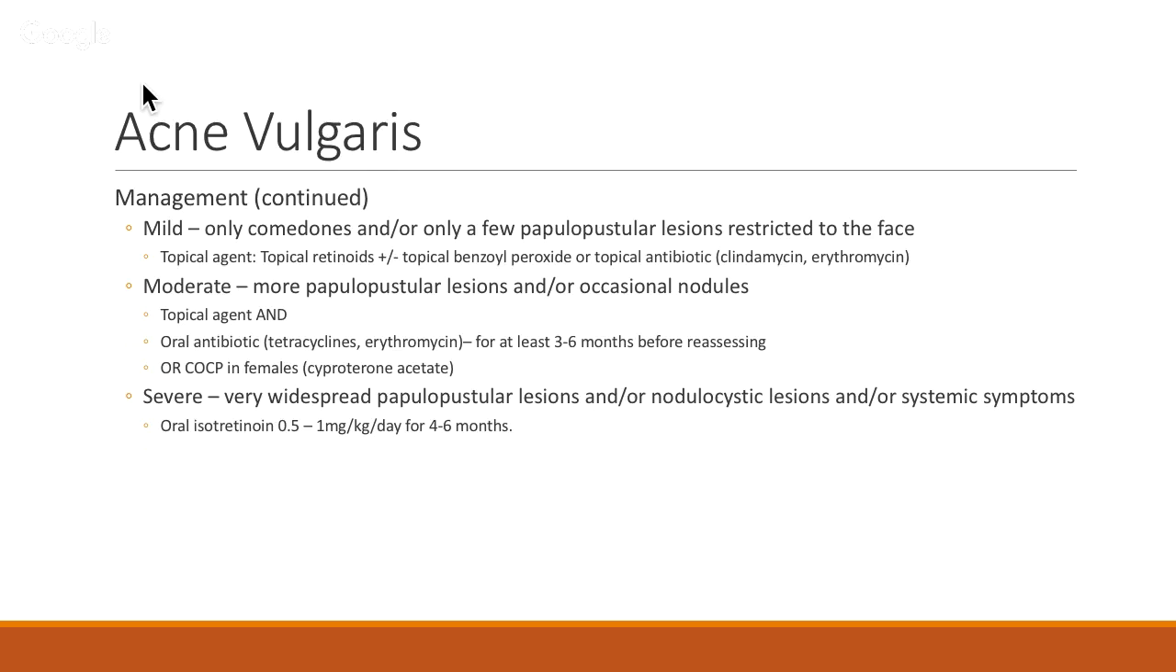You let them know that it takes a while though, and they'll probably have to be on it for at least 3 to 6 months. And in females, they can also consider going on the combined oral contraceptive pill with an anti-androgen within it. So that's normally cyproterone acetate. And whilst they're having the oral antibiotic, make sure they can continue the topical agent. They can continue the topical retinoid and the topical benzoyl peroxide as well.